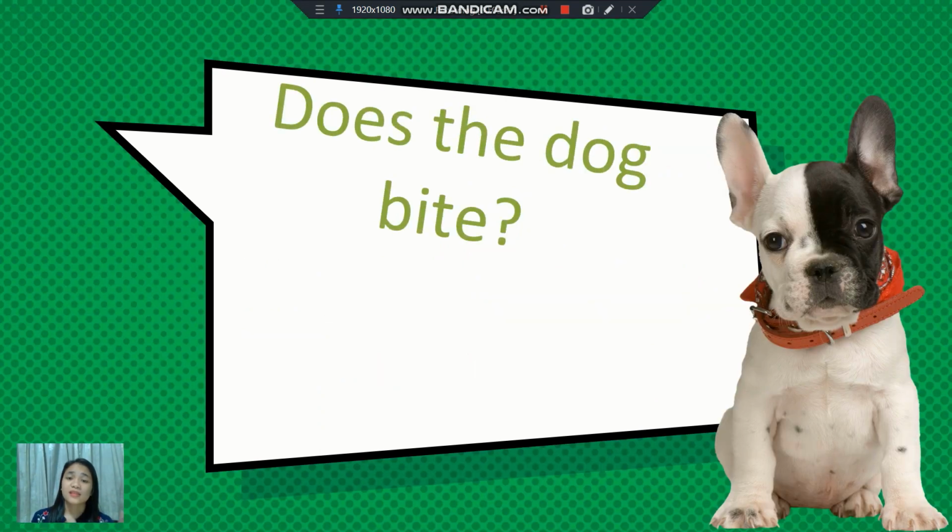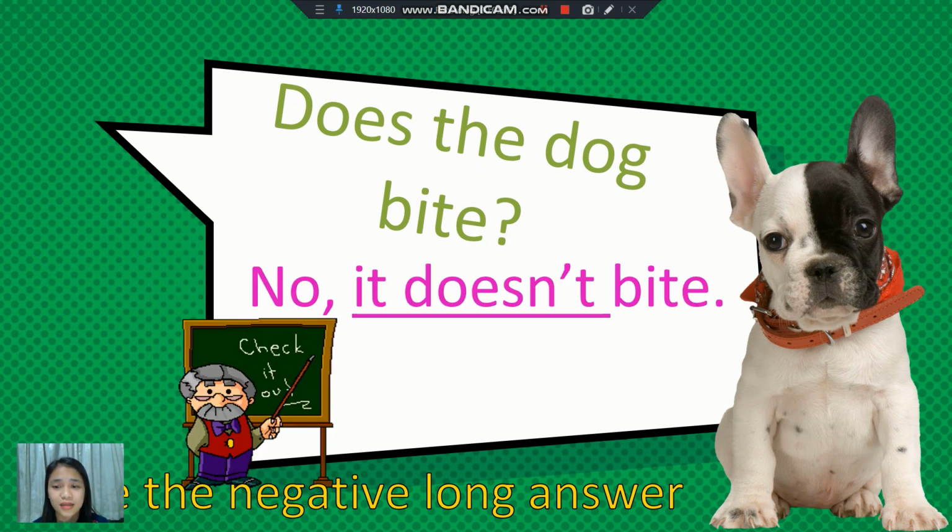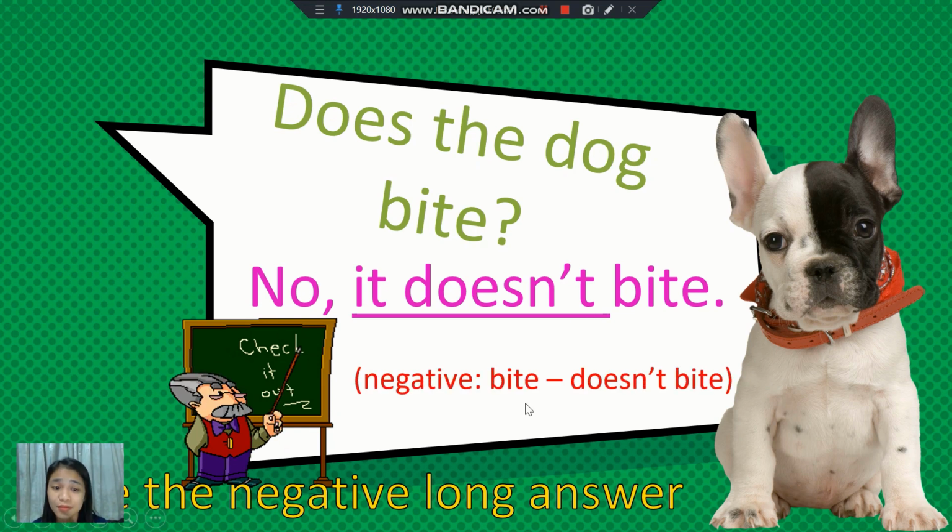Next, does the dog bite? Yes or no? Give me the negative long answer. So it's no, it doesn't bite. It's negative. So bite becomes doesn't bite. So bite here doesn't have an S because we have doesn't, or does itself.